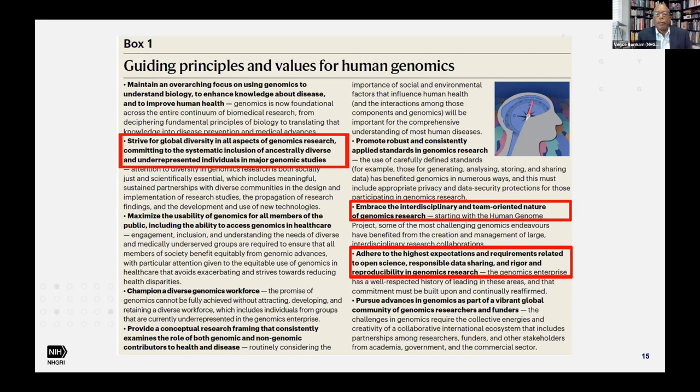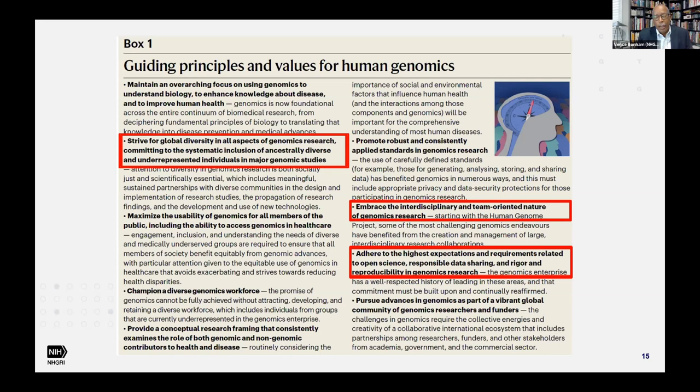And then the final area that I want to highlight here is to adhere to the highest expectations and requirements related to open science, responsible data sharing, and reproducibility in genomics research. And that's clearly something that this process of using the AnVIL lab model is a way to do, and that we can lead for the field of genomics and for biomedical research.